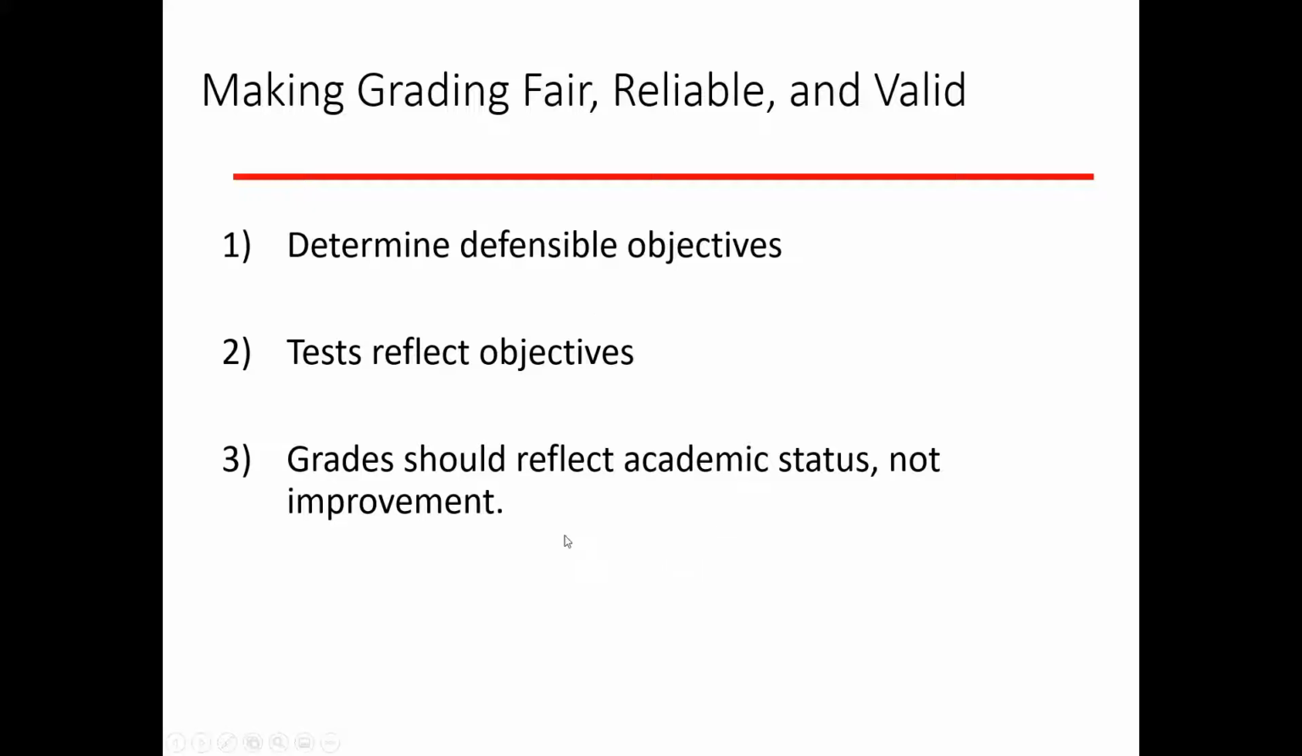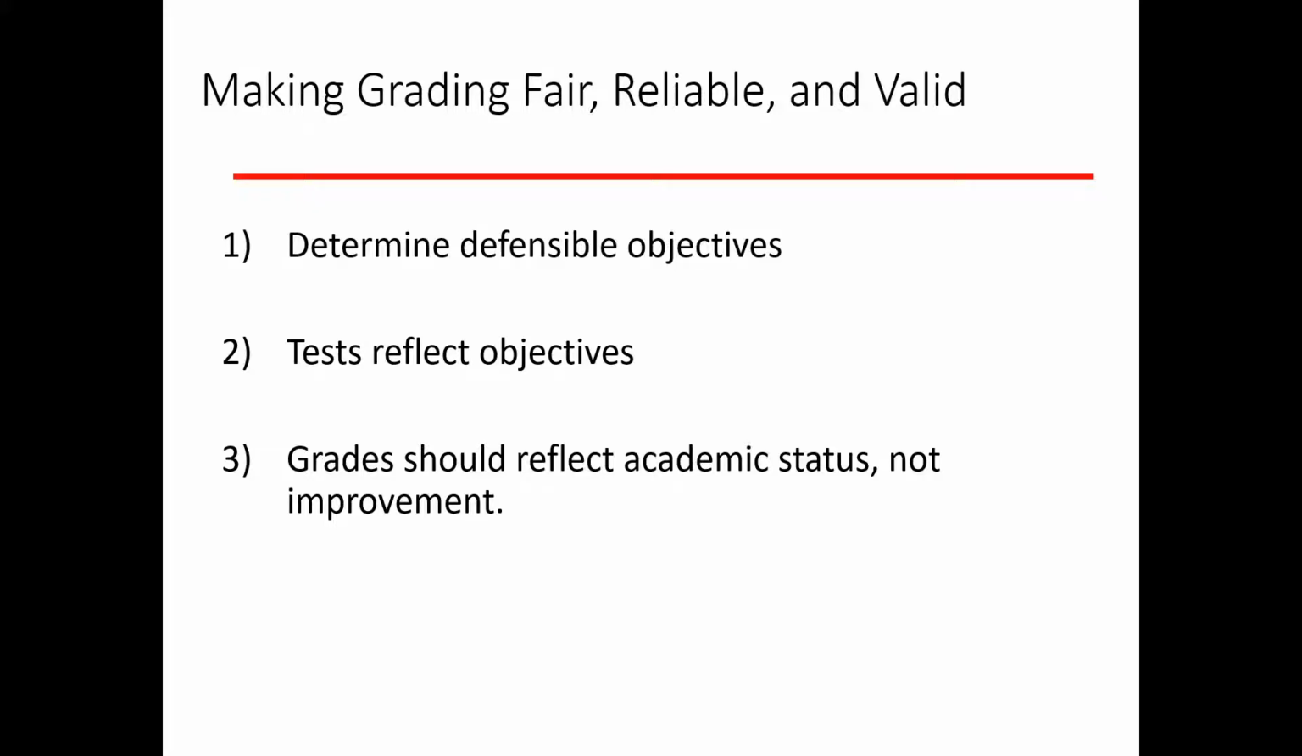And then grades should reflect academic status and not improvement. This is a key one here. We're not trying to see if you have improved throughout the class, which we hope you do, but grades should reflect your achievement. So that's why I use a point scale. So this class is out of 700 total points.